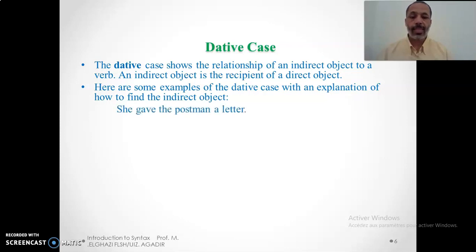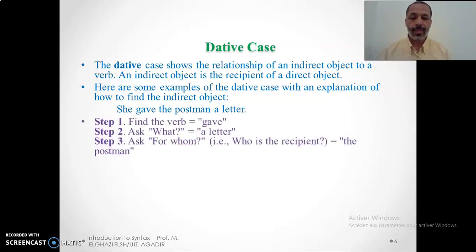When you have an example like, she gave the postman a letter. You have the verb gave. After the verb gave, you have the postman. The postman is the indirect object, and the letter is the direct object. Why? Because when you ask the question, she gave what? She gave a letter. So a letter is the direct object.